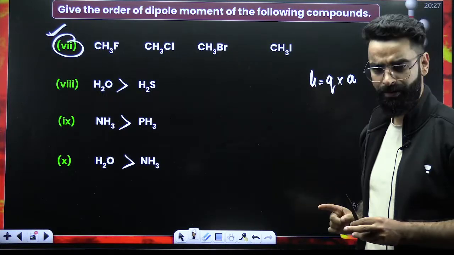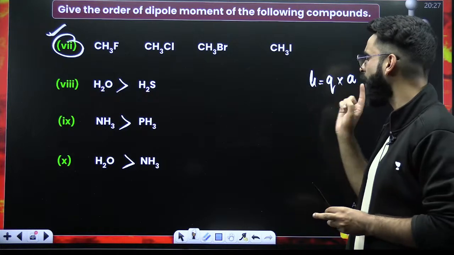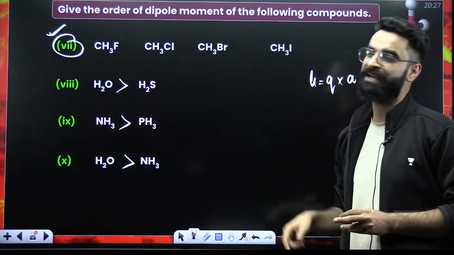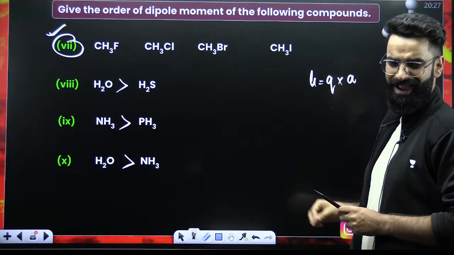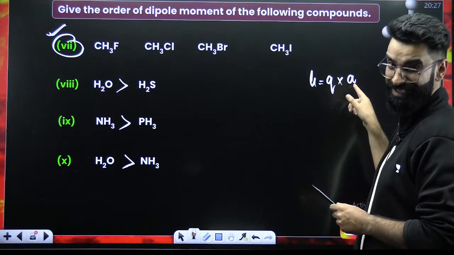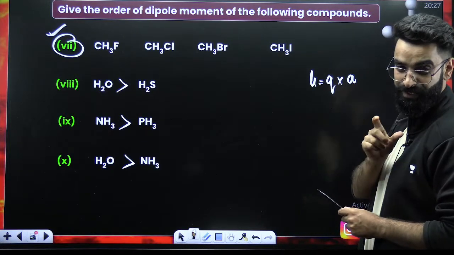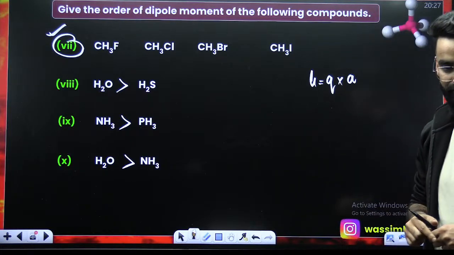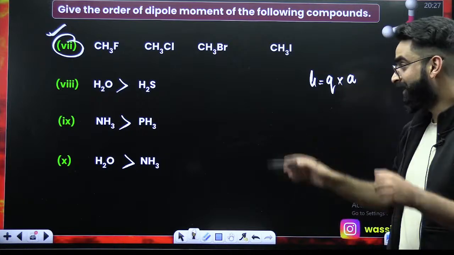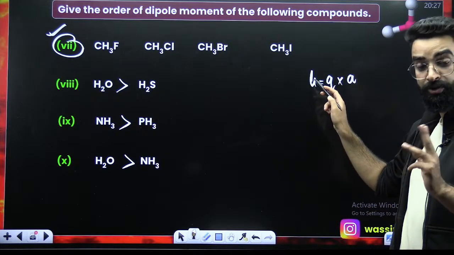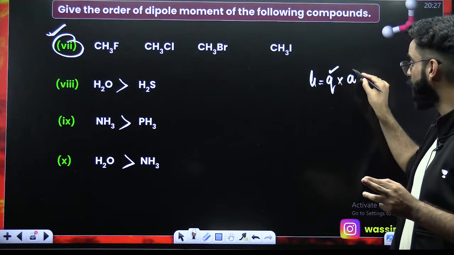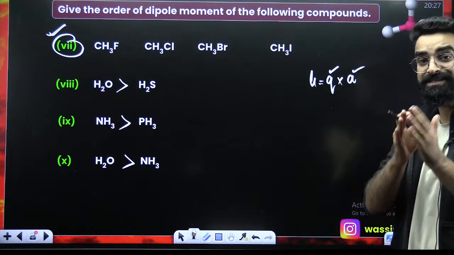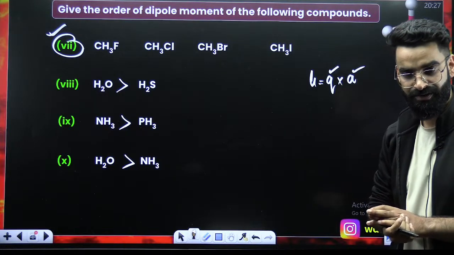So till now, we were comparing the dipole moments on the basis of charge. And we used to ignore this parameter, A. What is A? Distance between the atoms. So basically, you cannot ignore A all the time. Dipole moment depends on two factors, two things. One is charge, one is distance between the atoms, right?